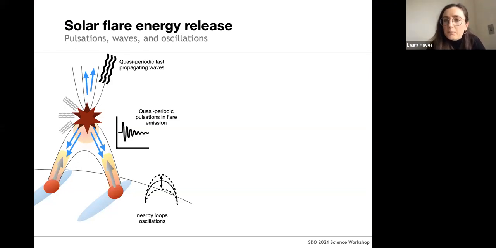A solar flare is bound to excite oscillations and waves in the solar corona. If you think about it, you have a massive release of energy, which is then impulsively given to the compressive and elastic media of the plasma in the solar corona and the chromosphere. And we observe these oscillations and pulsations in many different ways: quasi-periodic fast propagating waves, quasi-periodic pulsations, and, like the movie I showed a moment ago, nearby loop oscillations that are driven by this impulsive energy release.